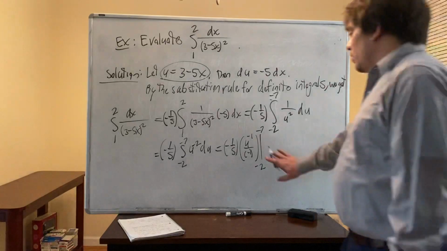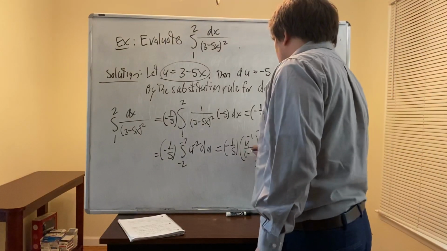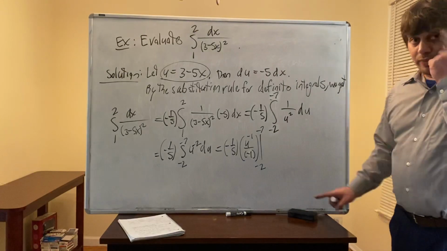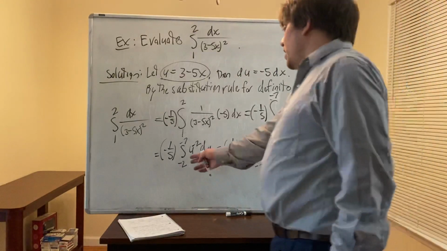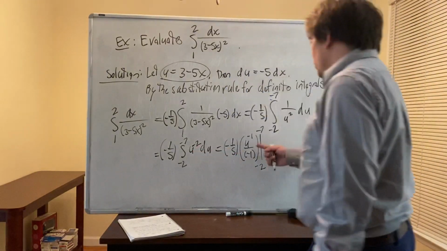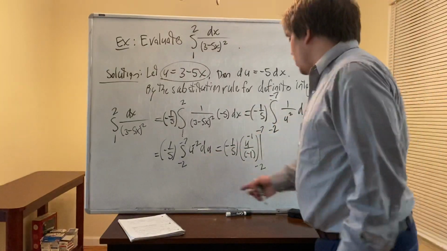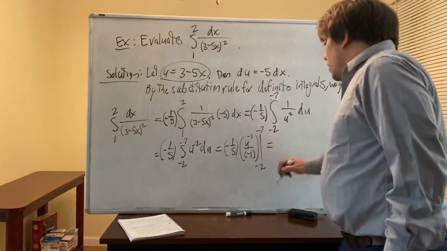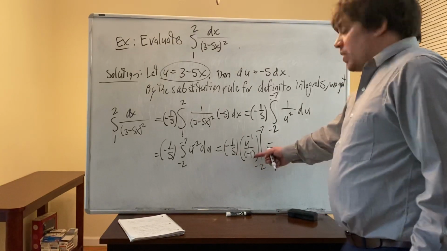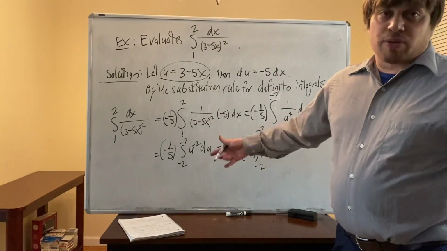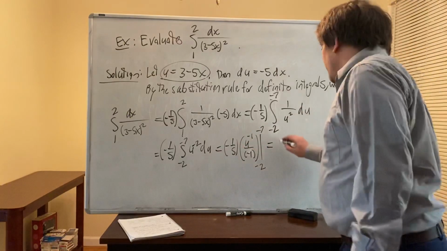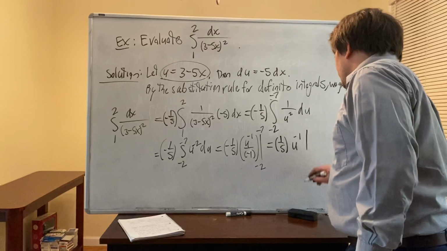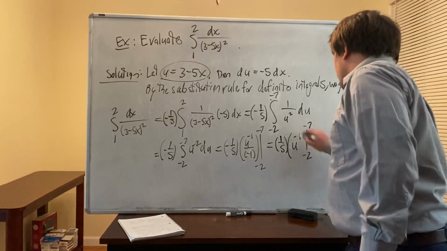Okay? One more thing is you're calculating a definite integral now, so you're not going to have a plus c at the end. Right? Okay, so an antiderivative of u to negative 2 is u to negative 1 over negative 1, and you evaluate from the lower limit, negative 2, to the upper limit, negative 7. So that's equal to negative 1/5 times negative 1, because dividing by negative 1 is the same as multiplying by negative 1. You get 1/5 u to negative 1 evaluated from negative 2 to negative 7.